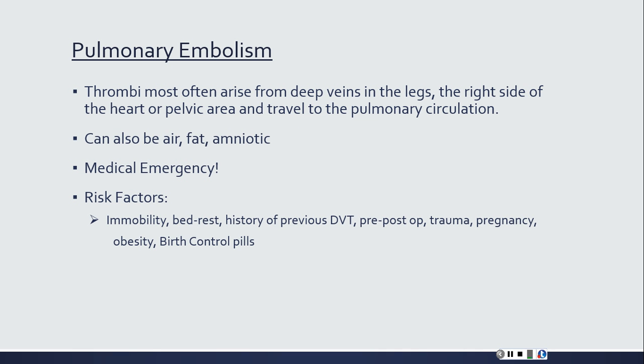and around alveoli. All right, so the thrombi most often arise from the deep veins of the legs, the right side of the heart, or the pelvic area, and travel to pulmonary circulation. That's what we're talking about. The blood flow through the lungs is where it's moved to. It can also be fat, air, or amniotic fluid. The key is it's a medical emergency.